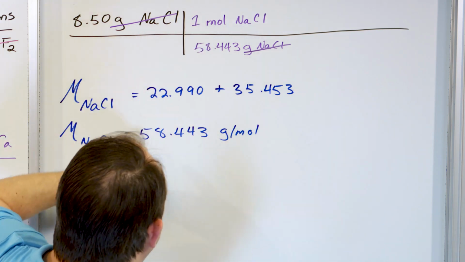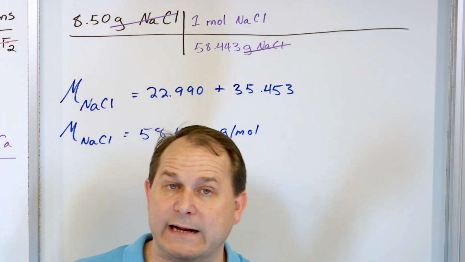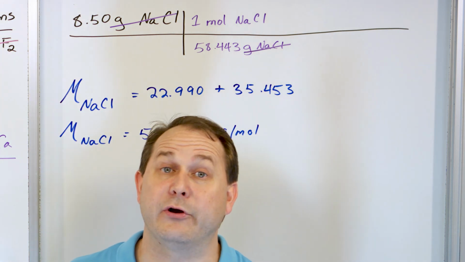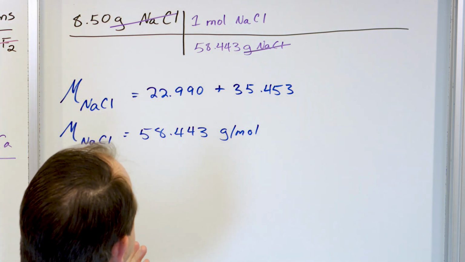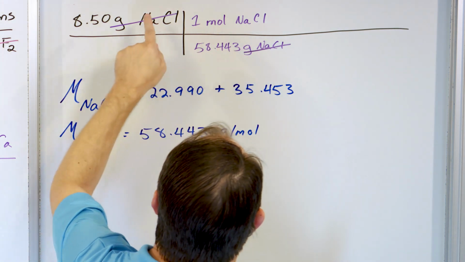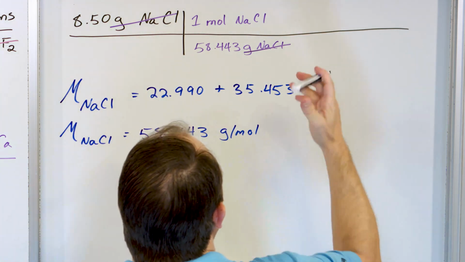Now this is the conversion factor that I had to calculate. So it wasn't something given to me. I had to use the periodic table to find the molar mass of sodium chloride. That's why we learned that skill first. So if I stop the calculation here, I will know how many moles of sodium chloride I have in my container or whatever it is. But that's not what I want.